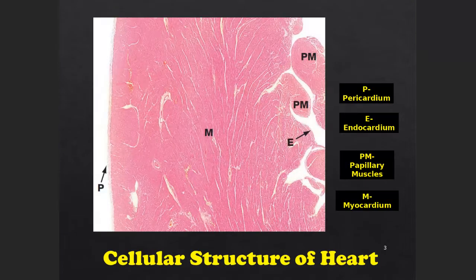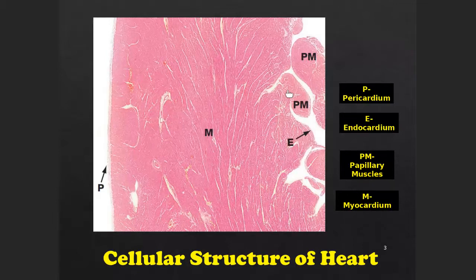Okay, so now first is the heart. As I've already discussed with you, this is your cellular structure of the heart. Now see, this is your histopath section of the heart, in which this is your pericardium. The outer layer, or covering of the heart, is called the pericardium. Peri means surrounding, cardium means heart, so it is surrounding the heart. Then comes your endocardium, which is surrounding the inner layer of the heart.